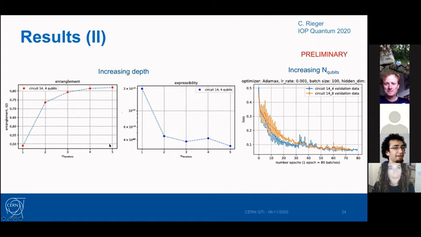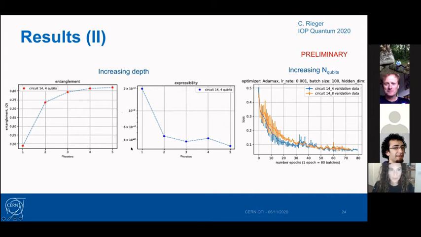But eventually the curve flattens out, and the same for the expressibility. Moving on from 1 to 5, we actually see that we don't gain that much when we move beyond 2-3 iterations, although this is a log scale.